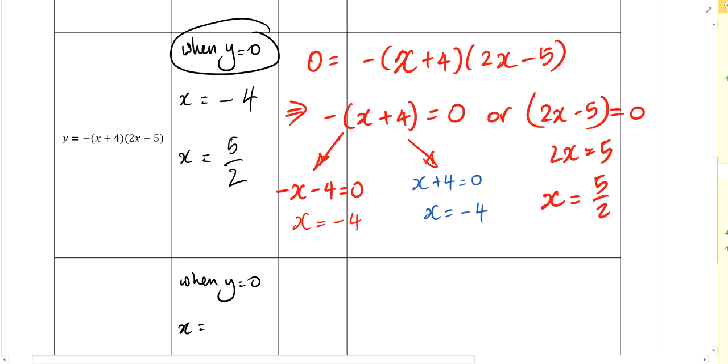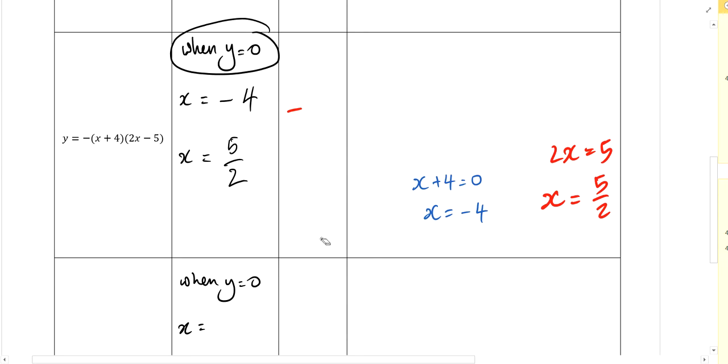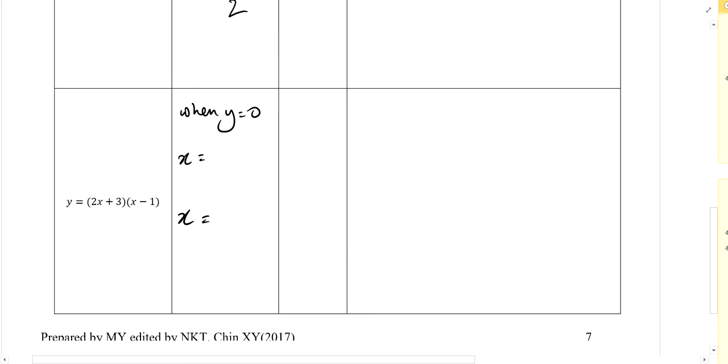So these are our 2 values for the roots: negative 4 and 5 over 2. Okay, John, your turn. Last one. What are the roots of the equation? When y equals 0, x equals? Negative 1 and a half? Oh, negative 3 over 2 as well as 1. Okay, correct. These are our roots so far.